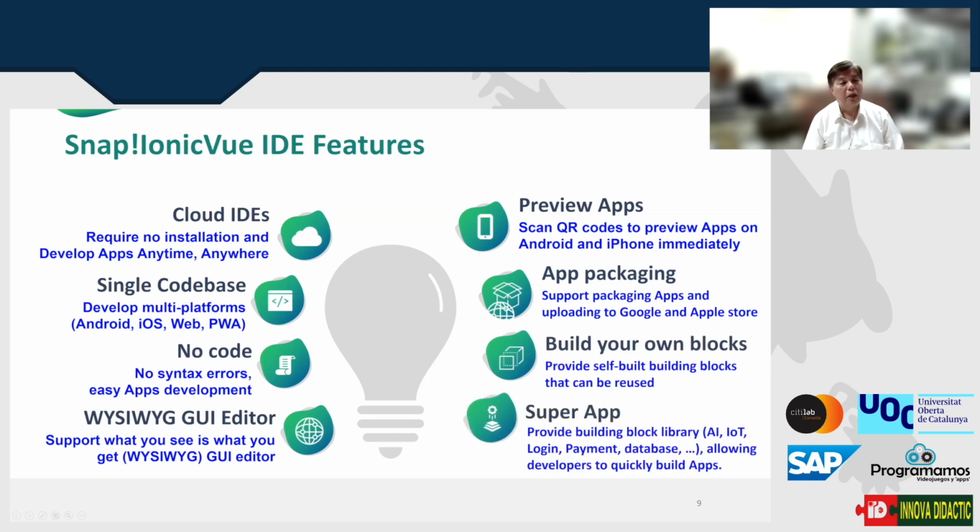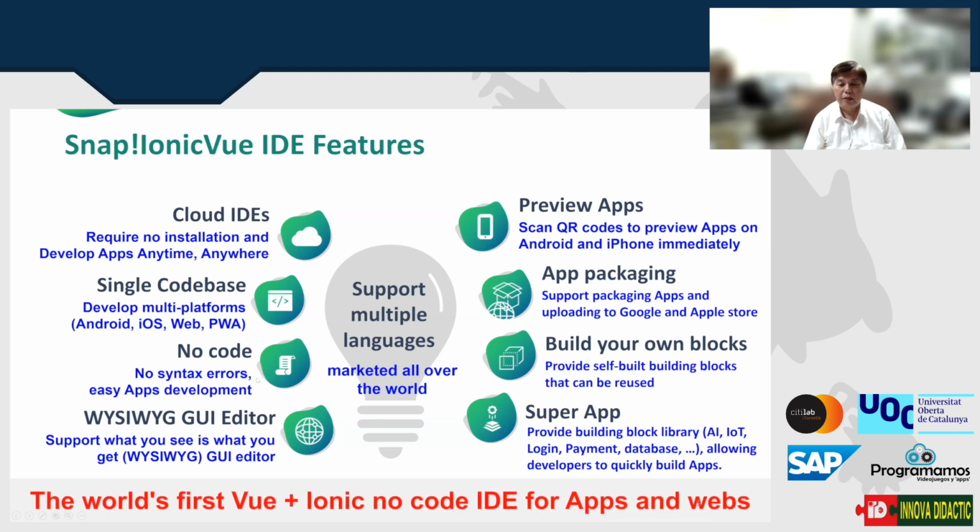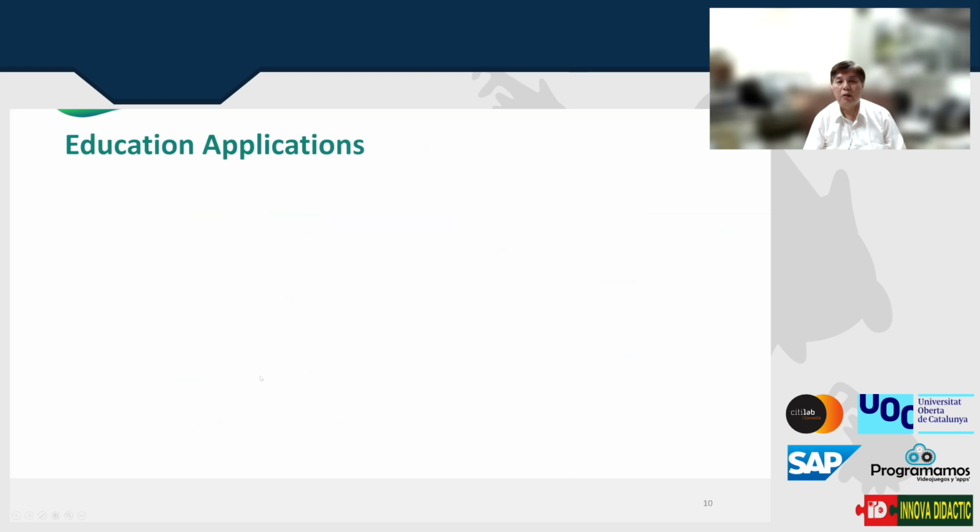And we also have our library, for example, membership, database, and payment libraries. So you don't need to write them on your own. You just drag and drop, and the library is ready for you. And it also supports multiple languages. So this is the first Vue and Ionic framework to use Snap to design apps and web at the same time with a single code.